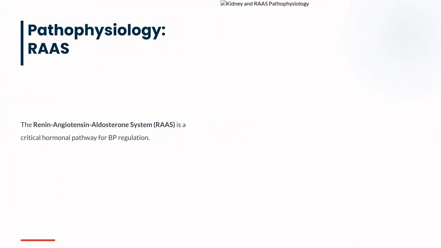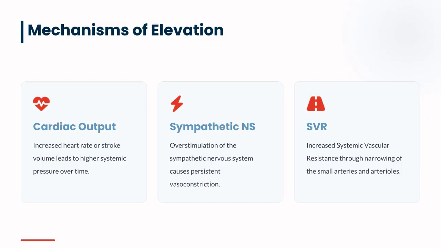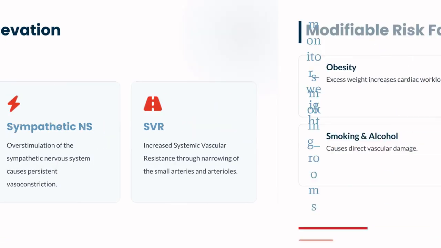A critical hormonal pathway for blood pressure regulation is the renin-angiotensin-aldosterone system, or RAAS. Decreased renal perfusion triggers renin release, leading to vasoconstriction and fluid retention, ultimately raising systemic pressure. Mechanisms of blood pressure elevation include increased cardiac output, which increases systemic pressure, sympathetic nervous system overstimulation, causing persistent vasoconstriction, and increased systemic vascular resistance through narrowing of arteries and arterioles.